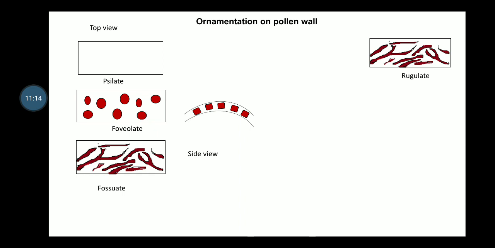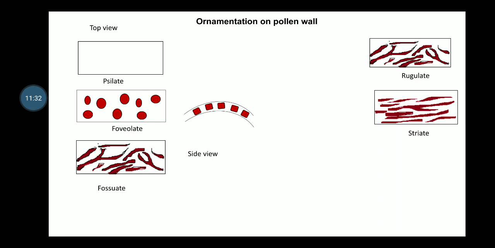So the first type is rugulate, in which the length of the ornamentation is more than twice the breadth, radial projection is present, and elements are irregularly distributed. Next type is striate. That is the same as the rugulate, but the only difference is the elements are parallel to each other. And the next type is reticulate. These sculpturing elements form a reticulate pattern.